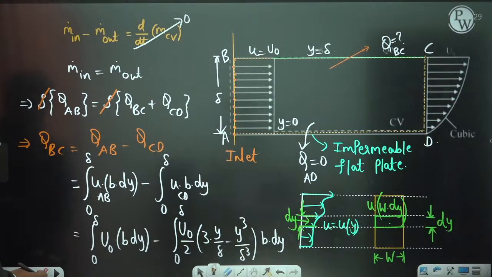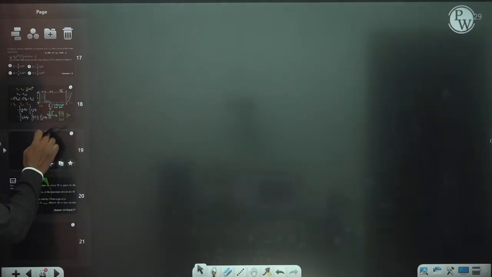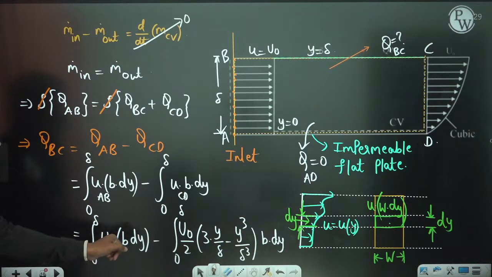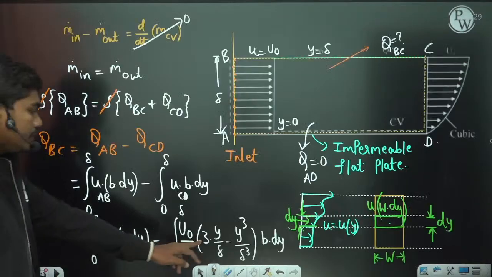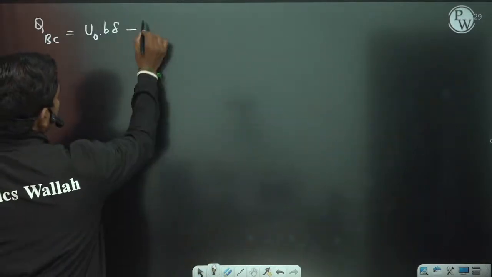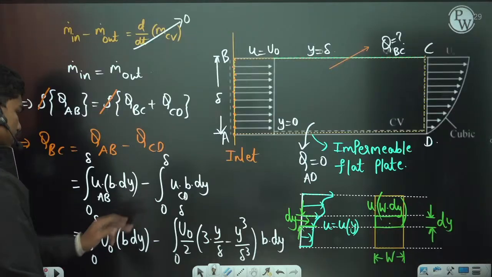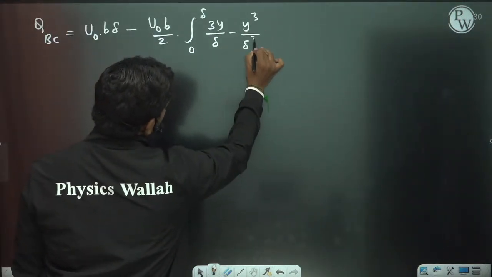So let us simplify that result. Let me take one new slide. Discharge through BC is equal to, now what about the value of this integration? U naught is constant, b is constant. So integral dy from 0 to delta gives you u naught b delta, minus, here u naught by 2 is constant, so u naught b by 2 taken out times integral 0 to delta of 3y by delta minus y cube by delta cube times dy.